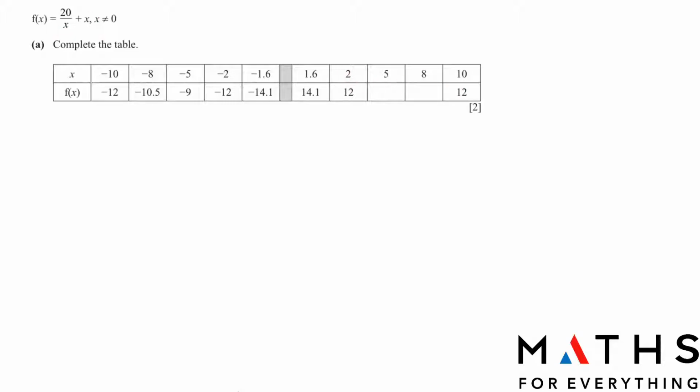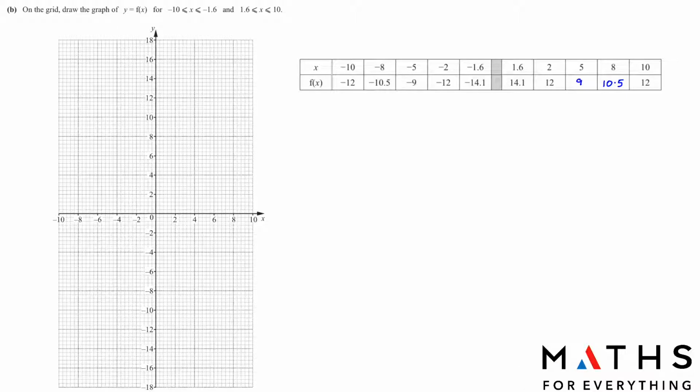Very easy, just replace the x value with 5 first and you will get 9, and then you replace it with 8 and you will get 10.5. So that was very easy. In the next part we have been given a grid and we have to plot these points.